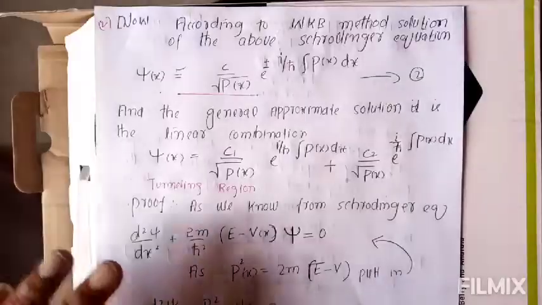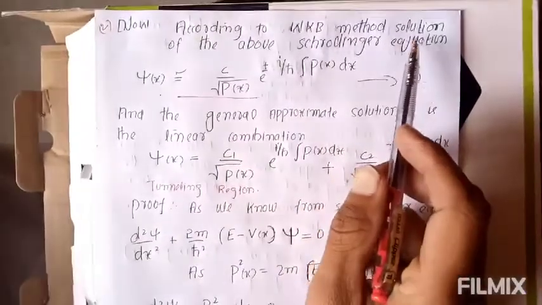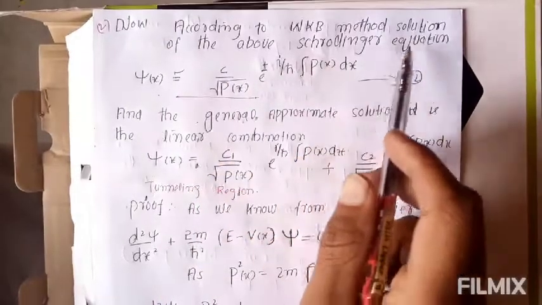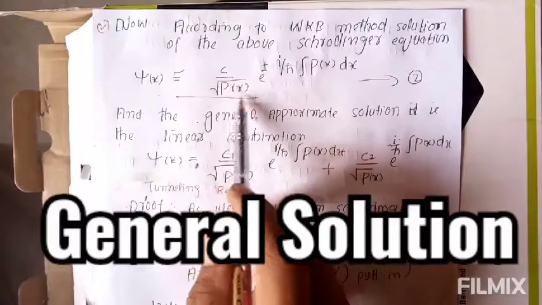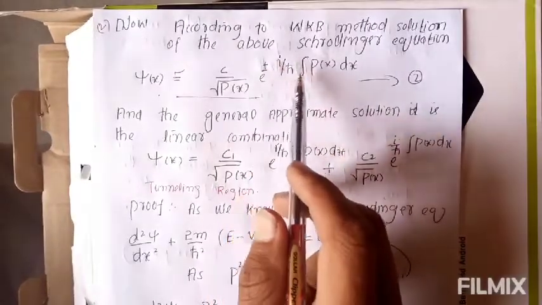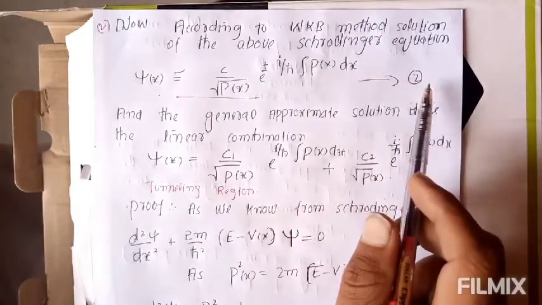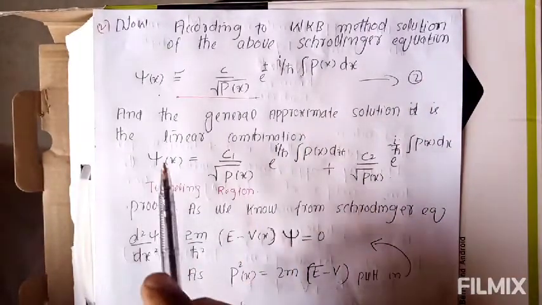Now, according to the WKB method, the solution of the above Schrodinger equation is psi of x approximately equal to C over the square root of p of x, times e to the power plus or minus i over h-bar times the integral of p of x dx. This is equation number 2. The Schrodinger equation we already know as equation number 1.